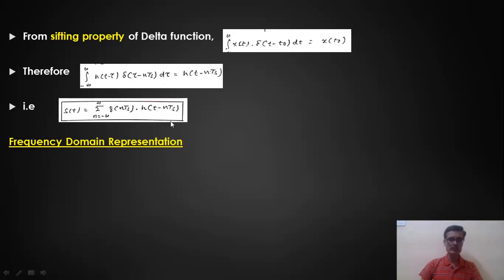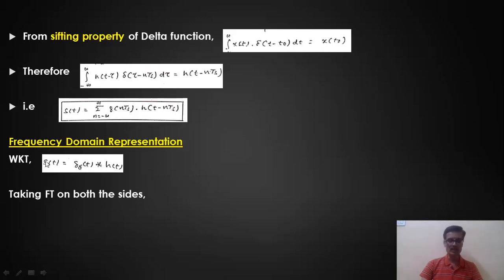Now, let us go to the frequency domain representation of the flat top sampled signal. The convolution of the instantaneous sampled signal with a series of rectangular pulses will give you the flat top sampled signal. If I take the Fourier transform of this equation, a convolution in the time domain is nothing but a multiplication in the frequency domain. So S of f is equal to G delta of f multiplied by H of f.